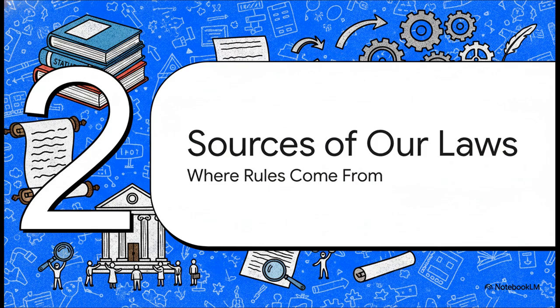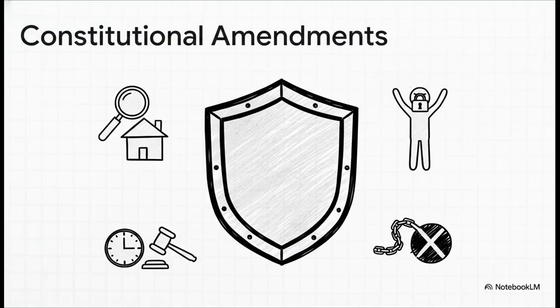Section 2. Sources of our laws. So, with the legal paths separated, we really have to ask, where do these rules actually come from? And who writes the rules that protect our rights? Well, our most foundational rules come directly from constitutional law, specifically these 4 crucial amendments in the Bill of Rights. They're designed to protect individual liberties from government overreach.